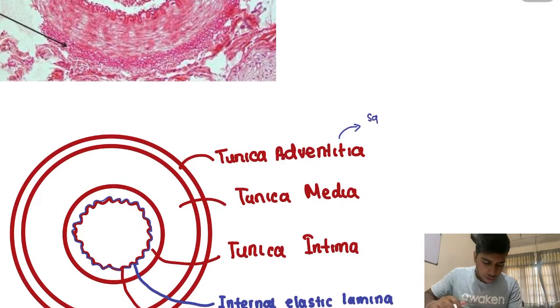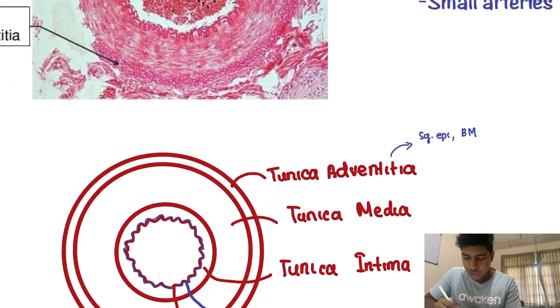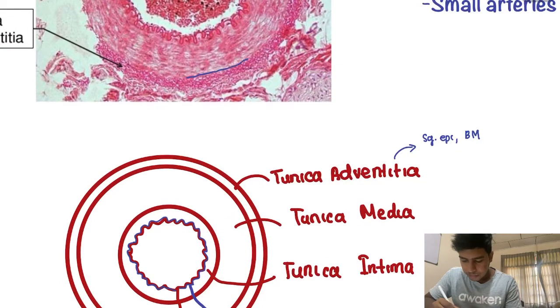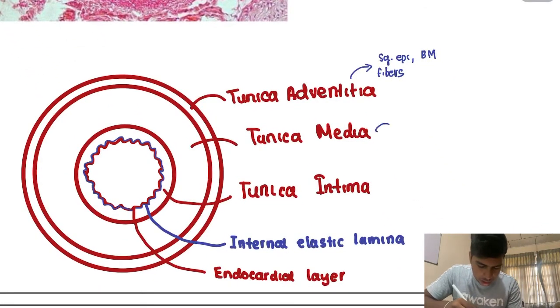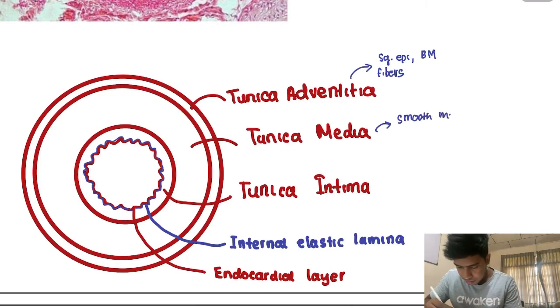First, the outermost layer, the tunica adventitia, that contains adventitious cells, including squamous epithelia. You get a basement membrane whenever there's epithelial cells, and it's the outer layer. You get a lot of fibers too. Tunica media, smooth muscle cells plus elastin.